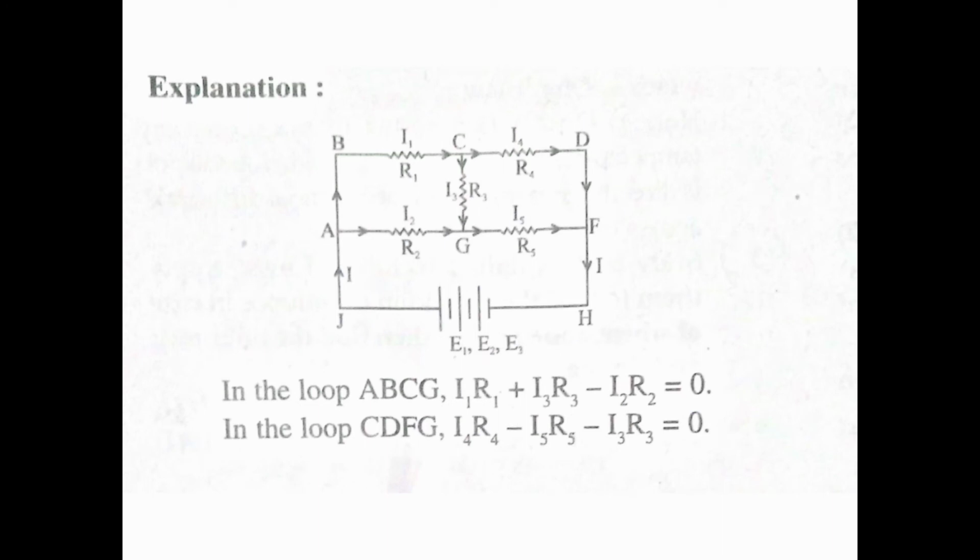In the second loop, what is the loop? C, D, F, G, C. Okay, we have to mention it as A and it is C. As it is a closed surface, we have to close it. Okay, so in this surface we have to see what is the condition. Here I4 R4 minus I5 R5.